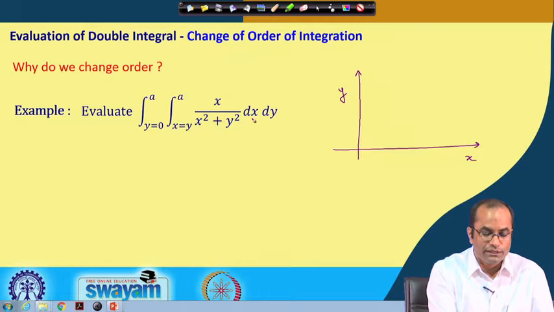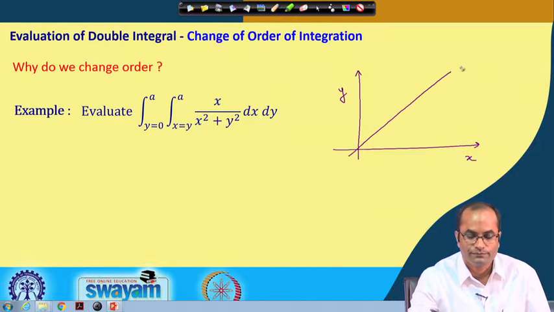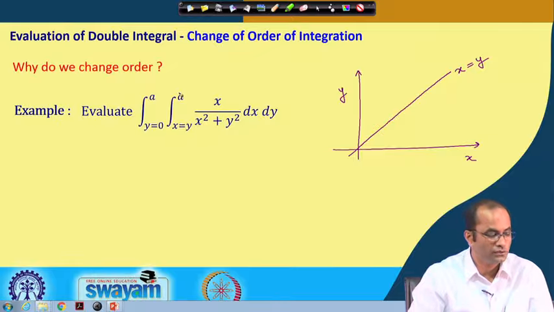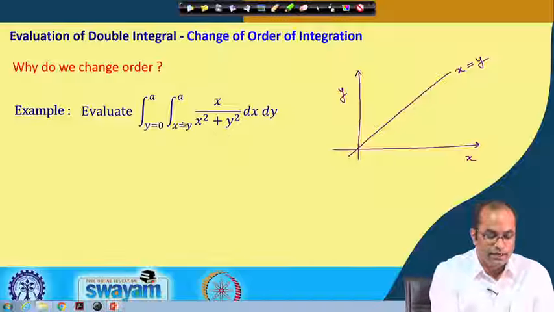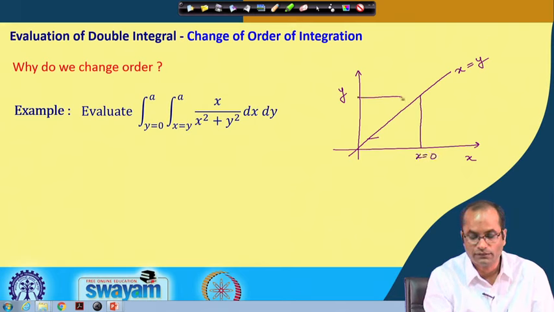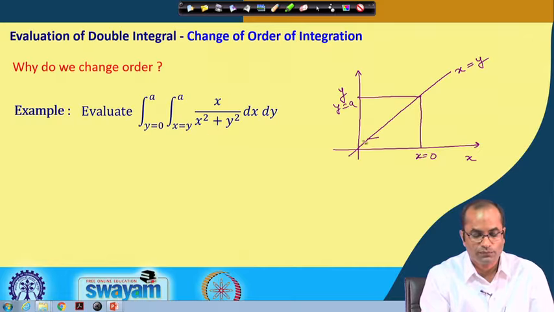So, the limit of the inner one goes from x is equal to y. So, this is the line here, x is equal to y, and the inner integral goes from x is equal to y to the constant limit a. So, x goes from y. So, it starts from this line and it goes up to a. So, let us say this is the point a here. So, this is x is equal to a, and naturally this is also then y is equal to a point.